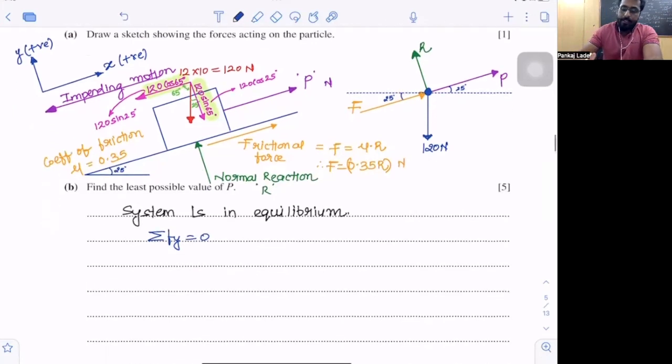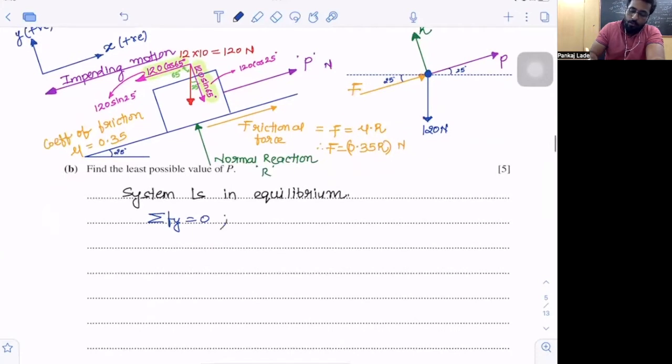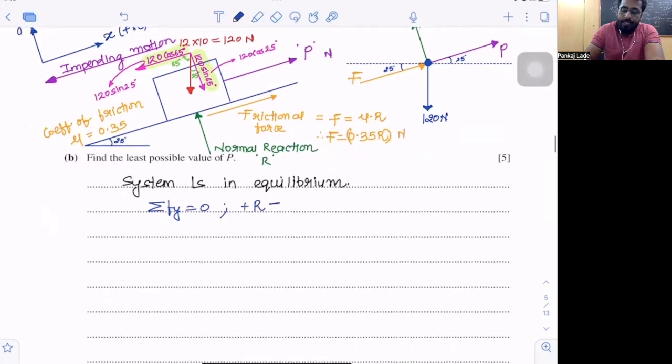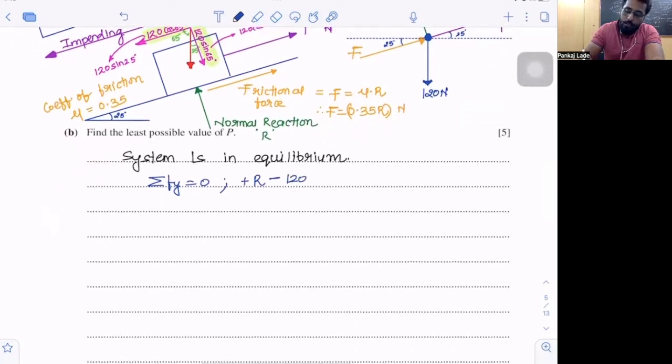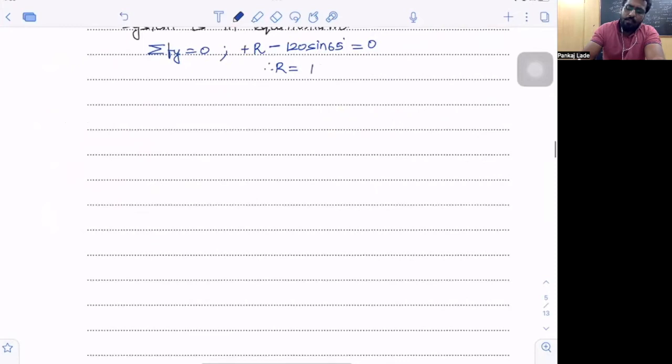So I can write here summation of fy equal to 0. So the normal reaction R going upwards, so positive R, and minus of 120 sine of 65 equal to 0. So I can easily find the value of R from here. So that's going to be 120 sine 65. Let's not write the decimal values at this moment. I'm not using the calculator to get this value. Keep it 120 sine of 65 newtons. Okay, call this as equation 1.